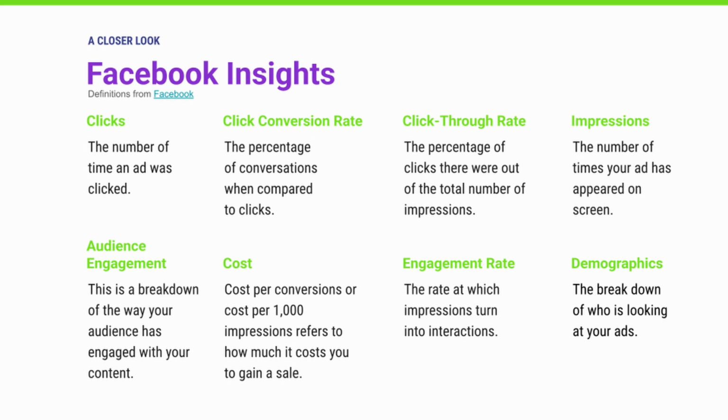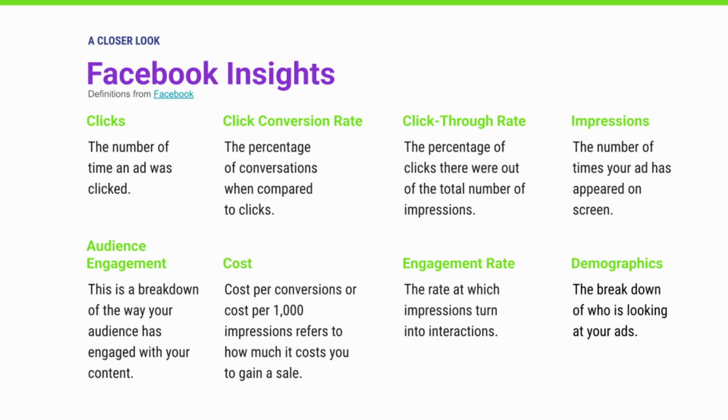Cost per conversion. How much you spend to achieve a conversion. Useful for understanding the efficiency of your ad spend. Cost per 1,000 impressions, CPM. The cost to display your ad 1,000 times. It helps in budgeting and evaluating the cost effectiveness of your ads.